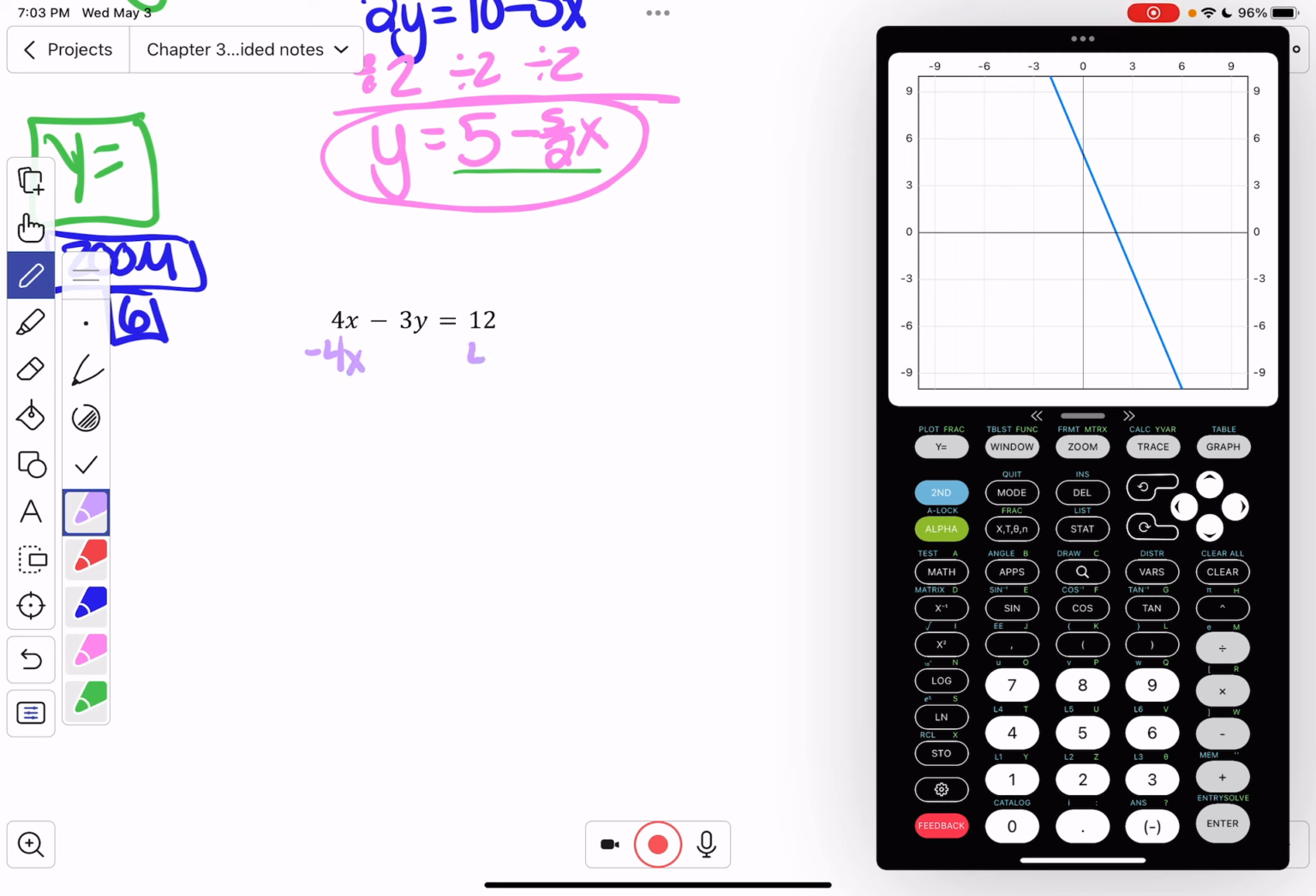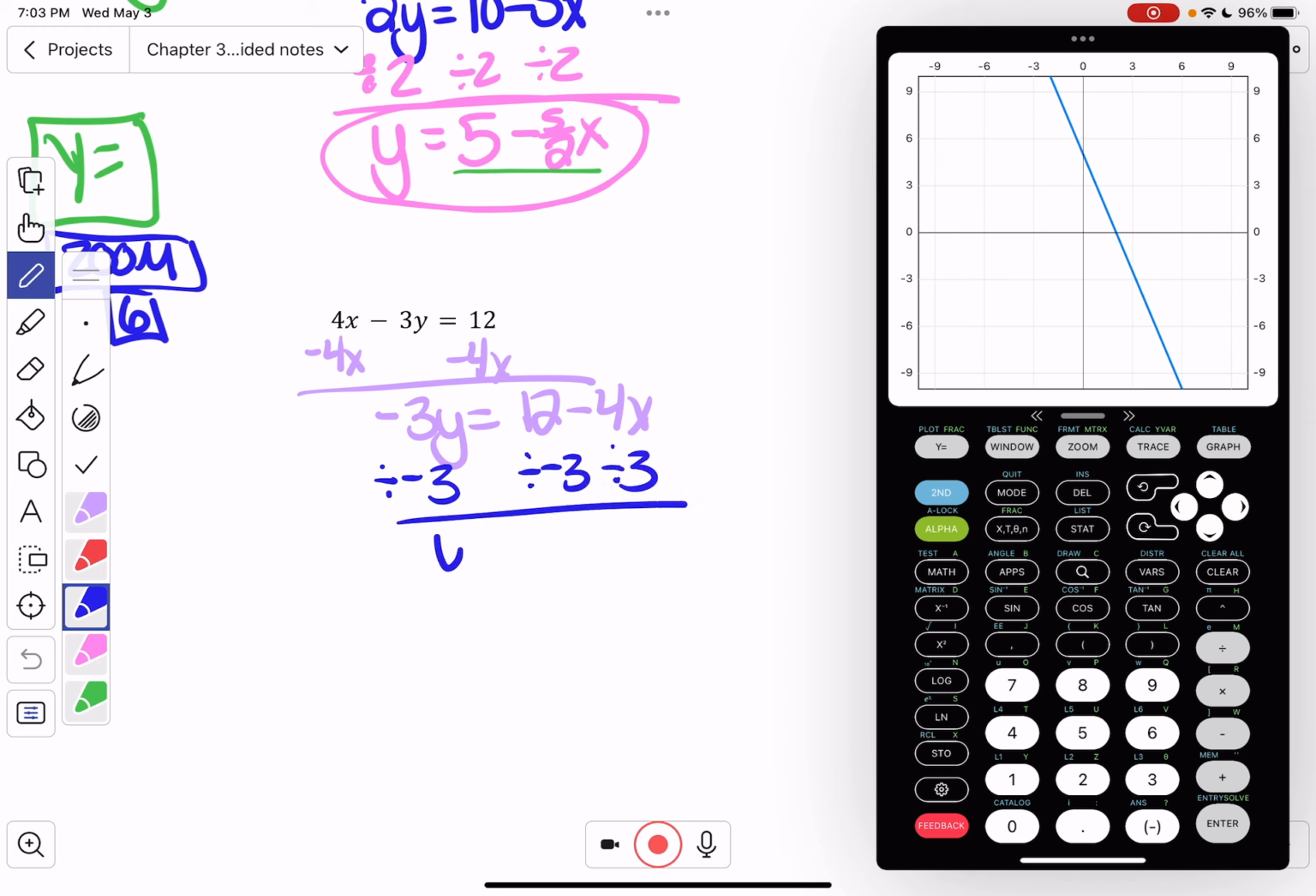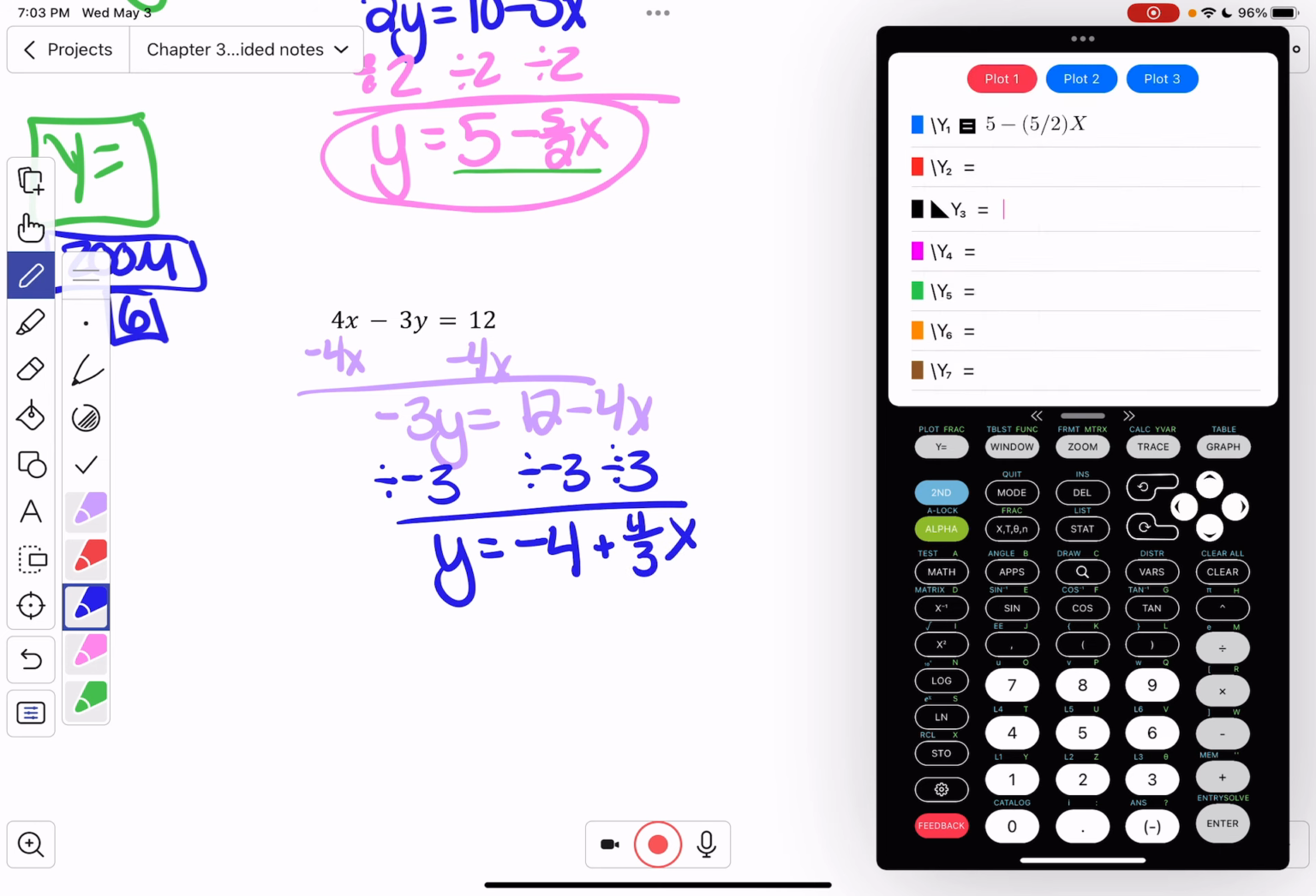Subtract 4x from both sides. So I have negative 3y equals 12 minus 4x. I'm going to divide by negative 3 to get the y alone. So I get y equals 12 divided by negative 3 is negative 4. And negative 4x divided by negative 3 is positive 4/3 x. Click y equals.